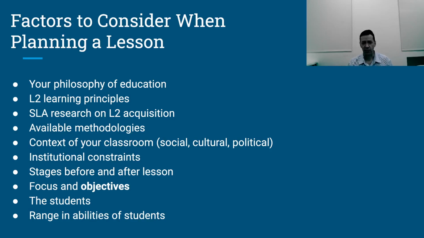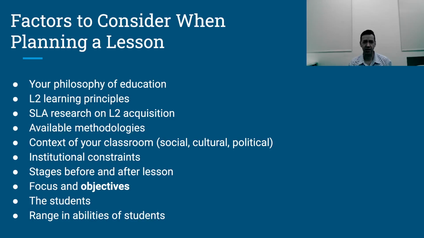Think about the context of your class. What are the different cultural, social dynamics inside? What are the constraints of your school? Think about the stages before and after the lessons. When you design your lesson, what happened last time and what's going to happen in the future. Try to make it a very smooth transition. Make sure you have a focus, and you need to consider your objectives. So I'm going to talk about objectives later in the video, but they basically are the key to the entire lesson plan. Of course, you need to consider your students.